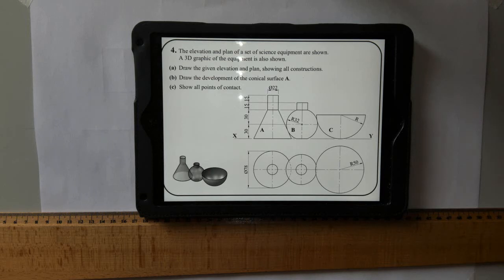Hi lads, in this video I'm going to go through how to do the 2014 higher level question 4. It tells us the elevation and plan of a set of science equipment are shown. A 3D graphic of the equipment is also shown.